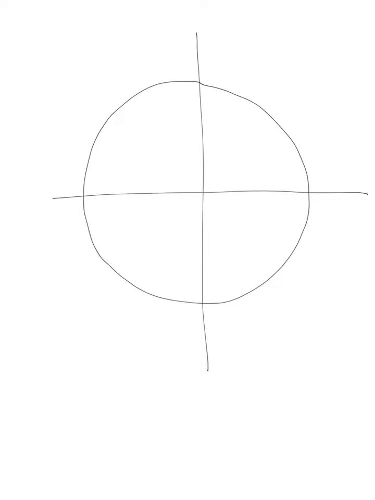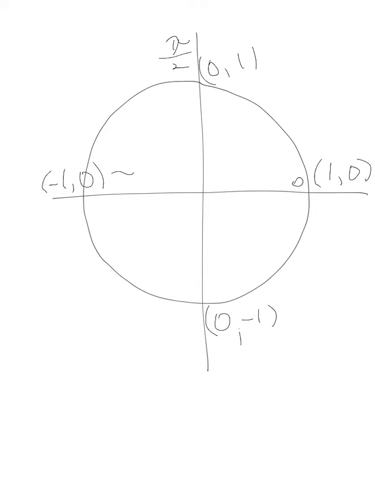Hold on. Okay, so here's a rough sketch of our unit circle. And as you know, this point here is the point (1, 0). And this point up here is (0, 1). And then the one over here on the left is (-1, 0). And then the one at the bottom is (0, -1). And these angle measurements are 0, pi over 2, pi, 3 pi over 2, and 2 pi.